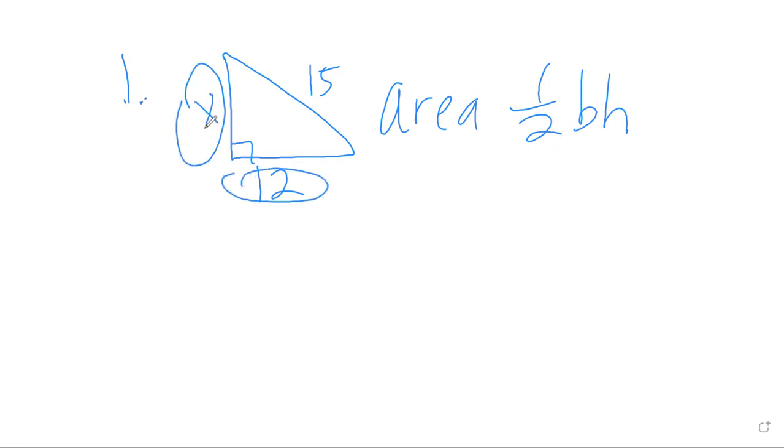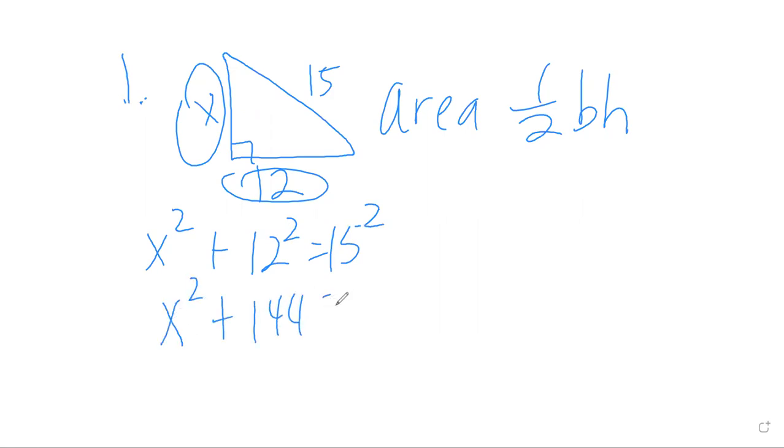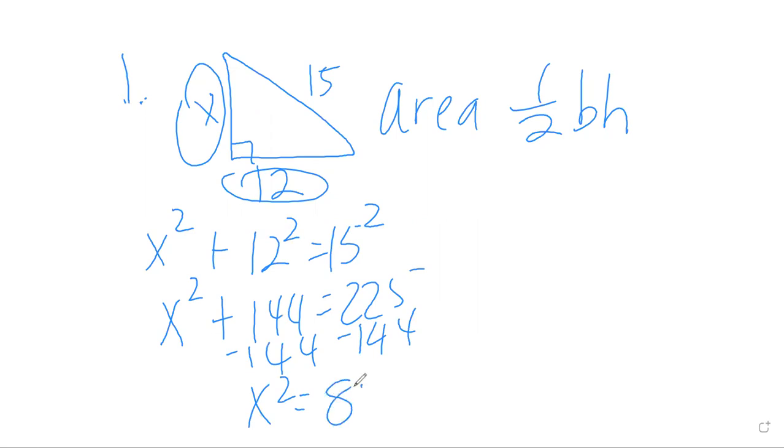So I'm going to call that x. And in order to find that, I'm going to use the Pythagorean theorem, which says x squared, leg squared, plus leg squared, which is 12 squared, equals hypotenuse squared, which is 15 squared. Now, x squared plus 144 equals 225. If you subtract 144 from both sides, you're going to get x squared equals 81. If you take the square root of that, then we know that x equals 9.